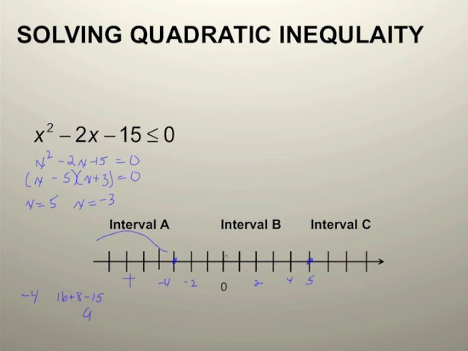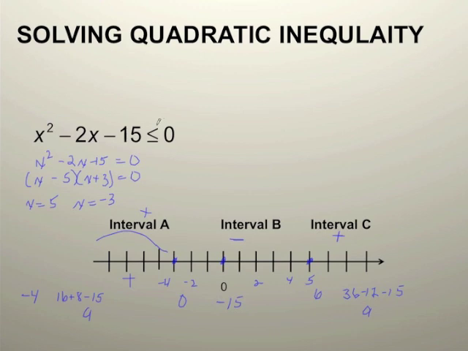Interval B, I always pick 0 whenever it's in an interval because it's an easy one to do, because then I just have negative 5 and my answer was a negative. And interval C, I try to go with small ones, so I'm going to use 6. I'll get 36 minus 12 minus 15. 36 minus 12 would be 24, minus 15, so it'd be 9 again. So this also turned out to be a positive.